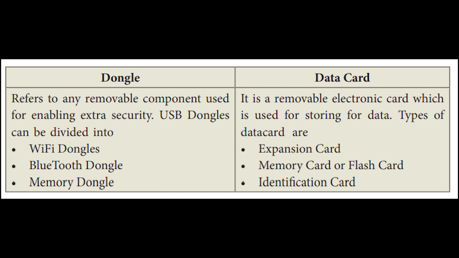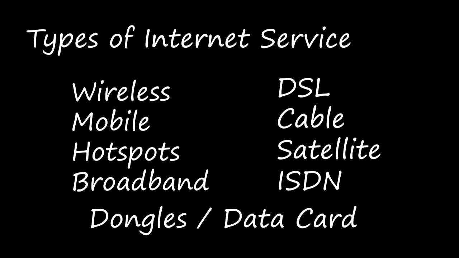So you have seen the types of internet services. What are the types? Wireless, mobile, hotspot, broadband, DSL, cable, satellite, ISDN, integrated services digital network, dongles and data card, right? We'll see about internet connection and access methods in the next session.